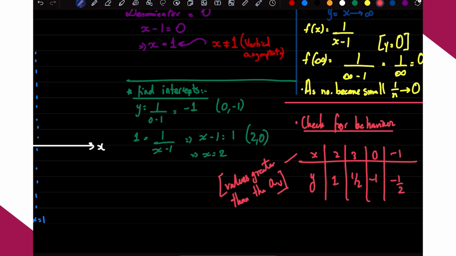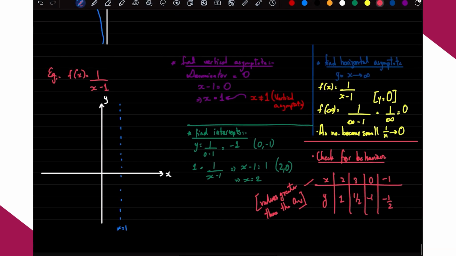So what does it mean? It means that the values from 2 to 3 are on the positive side. Let's say this was 2, so this would be 1, and then this would be 3, and that would be the next. So the graph is behaving like this on the positive side. If I take a look at the negative side, let's say this is 0, so I get negative 1 over here, and then I take negative 1 and get negative half. So the graph is behaving like this on the negative side.